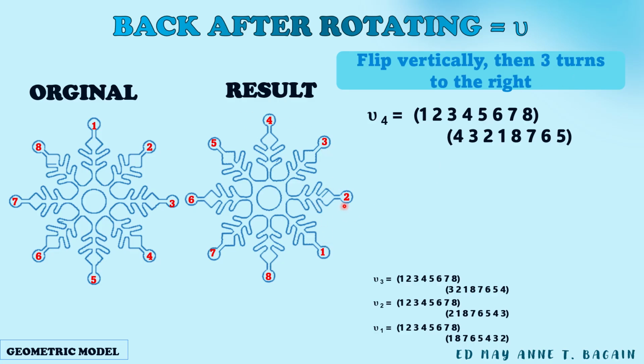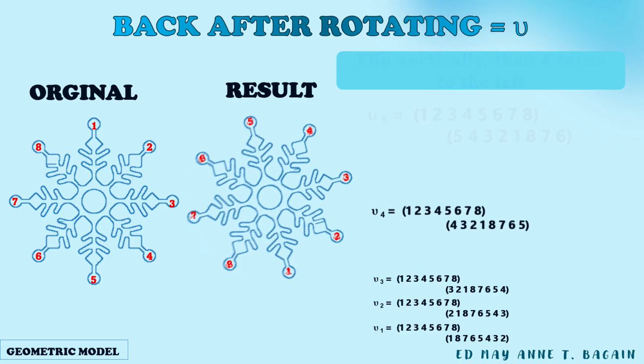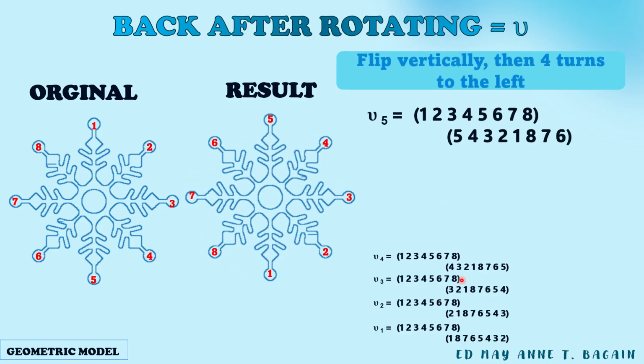And for epsilon sub 4, as we can see, it turned 3 turns to the right. So 1, 2, 3, and 4. That is why we have here the 4. So the new 1 is 4. The new 2 is 3, then 2, 1, 8, 7, 6, and 5 is the new 8. So that will be the element for epsilon sub 4. And for epsilon sub 5, we have the 5 as the new 1. So 5, 4, 3, 2, 1, 8, 7, and 6.